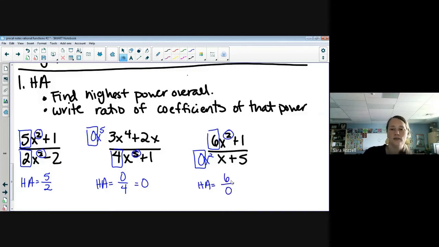So my horizontal asymptote is 6 over 0. Can you divide by 0? No. So we're going to write there is no horizontal asymptote. Okay.